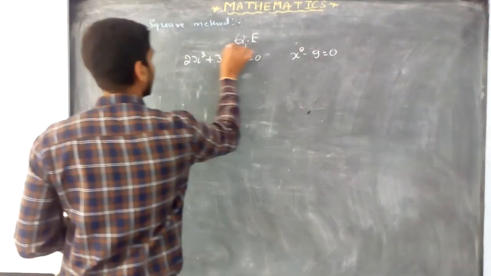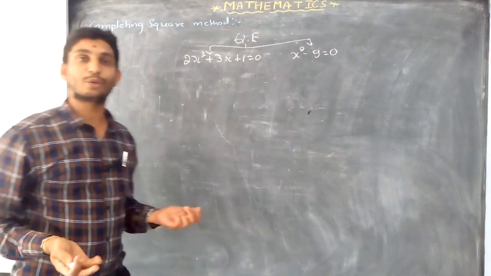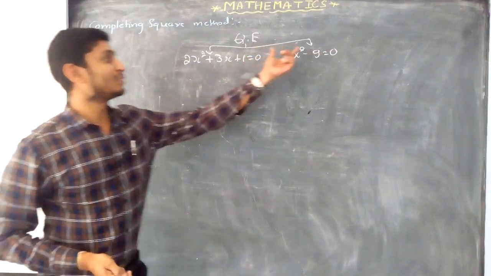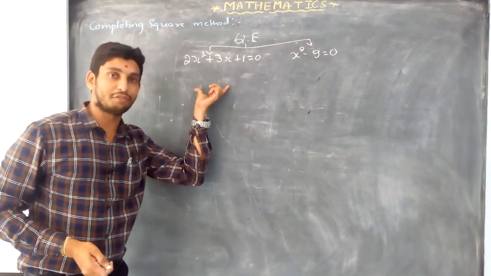Thereafter, I had explained in quadratic equations there are two kinds. What are those two kinds? One is called pure quadratic equation, another one is called affected quadratic equation.